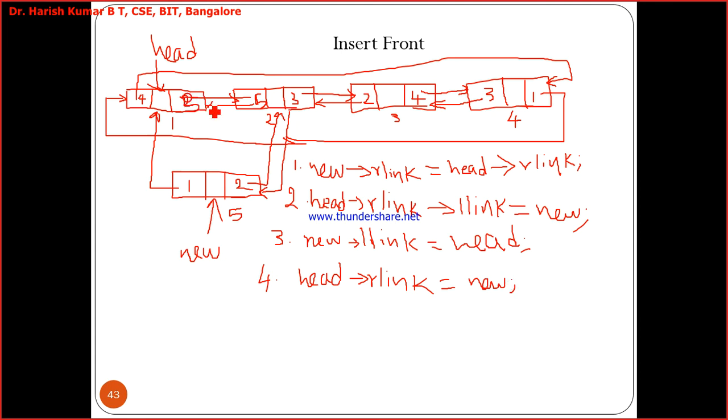That means this link is broken, this link is also broken, and from head it will come to this. Now if I rewrite this, how it looks? So these two links are broken now, and we have created a new node and we have re-established the links. Now if I rewrite it, this is how it looks. This is head, and this node will come here.